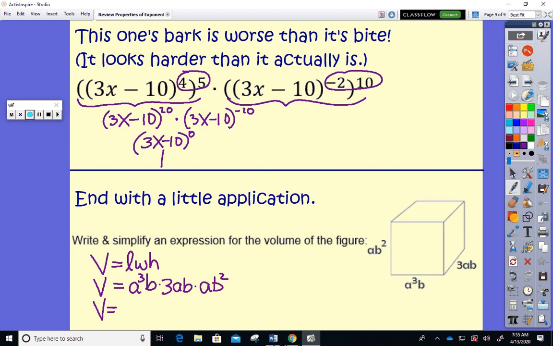So I see 1 times 3 times 1. So the number part's just 3. A cubed times a to the first is a to the fourth times a is a to the fifth. And then b to the first times b to the first is b squared times another b squared is b to the fourth.